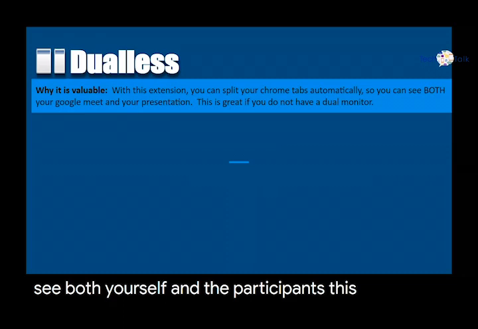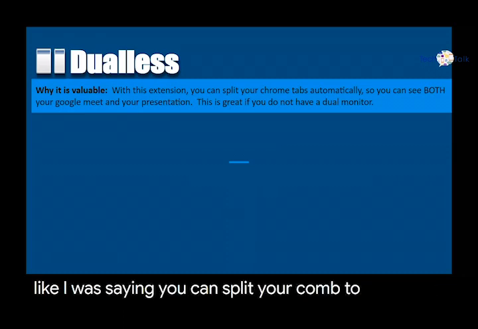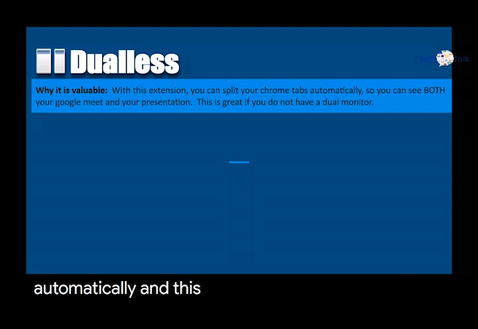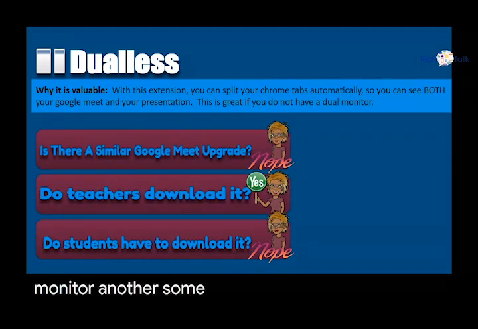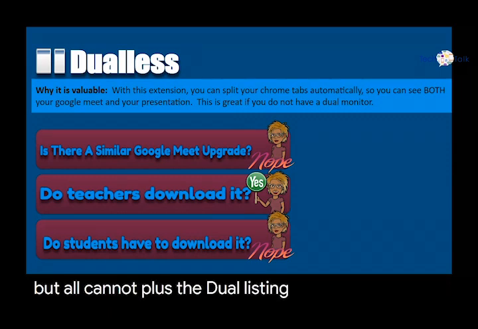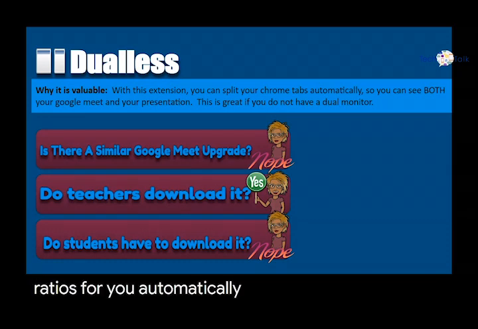With this extension, like I was saying, you can split your Chrome tabs automatically. And this is great if you don't have a dual monitor. I know that some laptops can do this automatically, but not all can. Plus, the extension will help to select the ratios for you automatically, as you can see. This is not just for Google Meets, it's for Chrome in general.